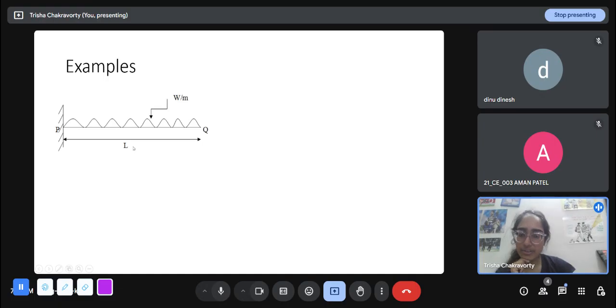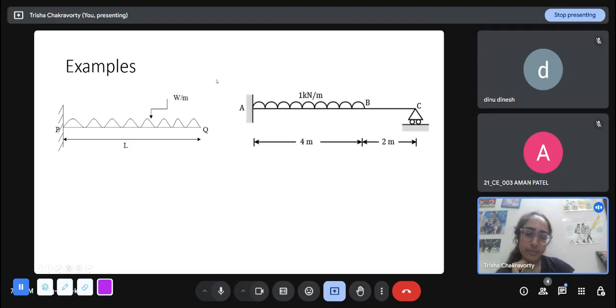And there are two equations of equilibrium: sigma Fy equal to 0 and sigma M equal to 0. This summation of M can be taken about any point in the plane. This is a propped cantilever. It has one extra roller reaction here, so the degree of indeterminacy is 1.